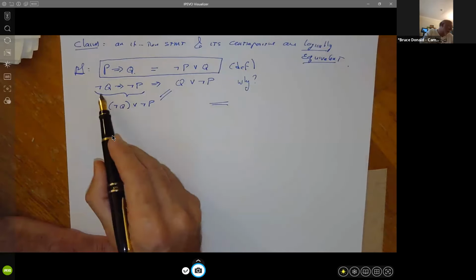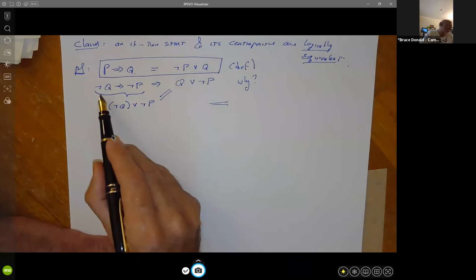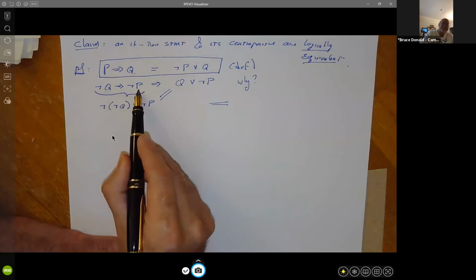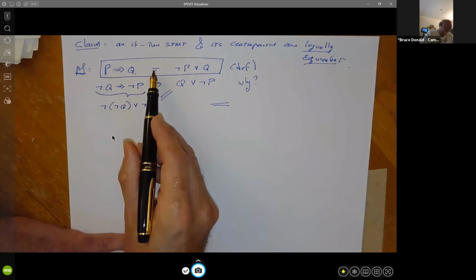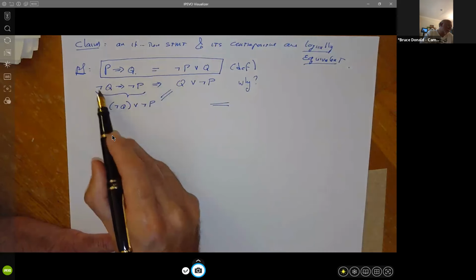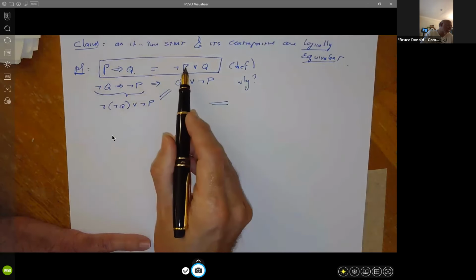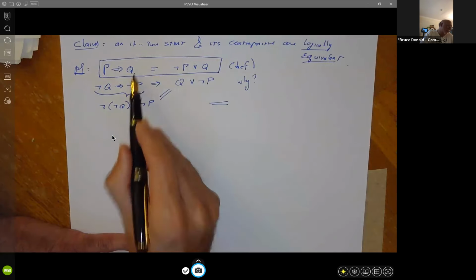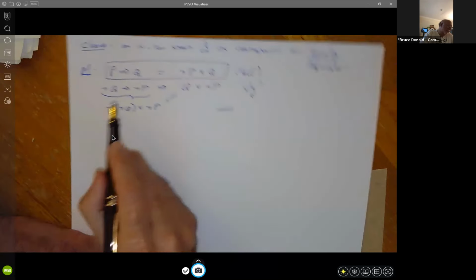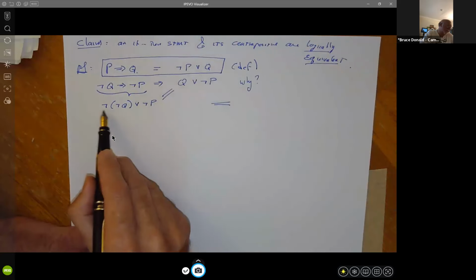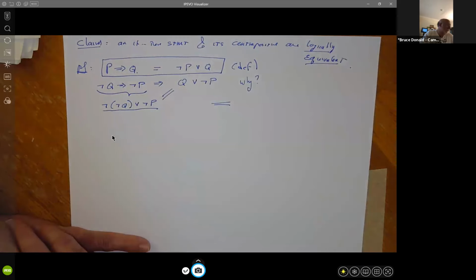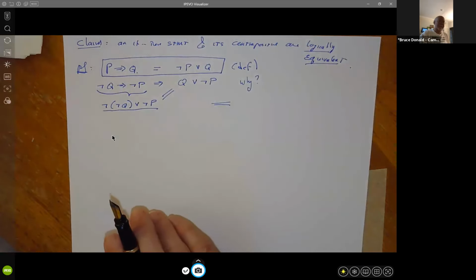So now look down here, I have another implication, right, in this bracket. Not Q implies not P, that's the contrapositive. So now I'm just going to apply this rule here. Not Q plays the role of P, and not P plays the role of Q. So this is a direct application of the rule to get this form. And then I just simplify. Good. Great question. Keep them coming.